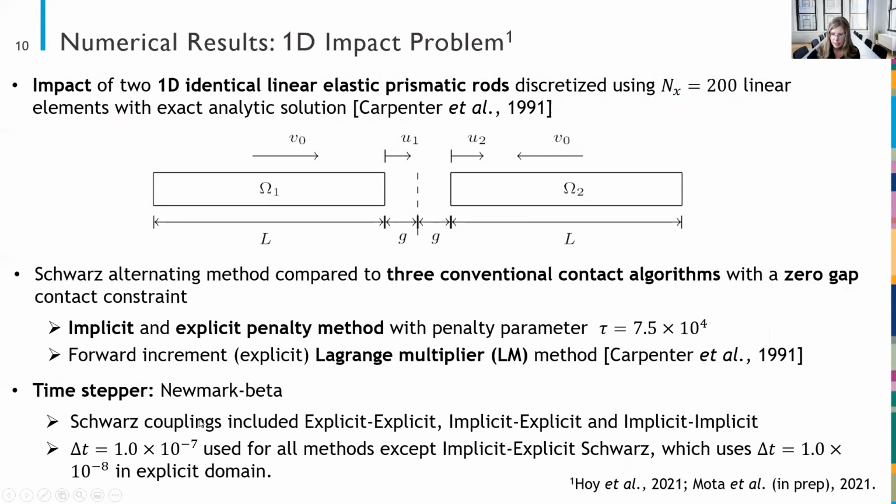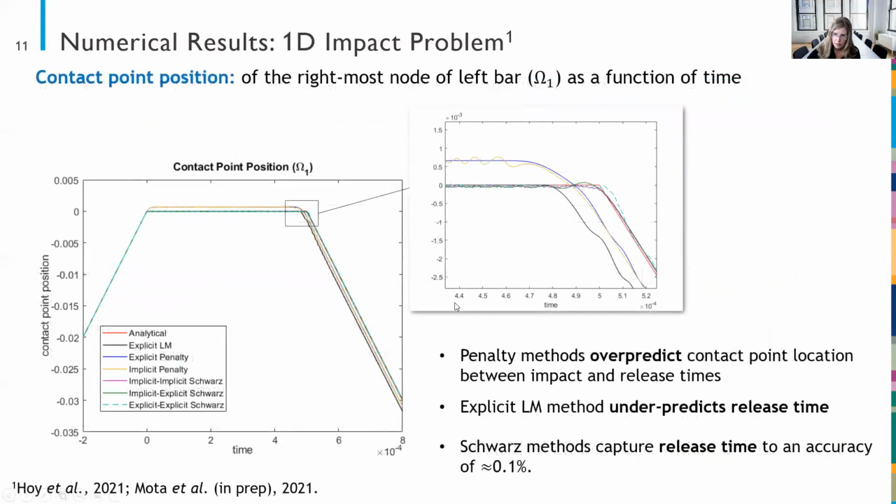For the Schwarz method, we try different couplings. We do explicit-explicit, implicit-explicit, and implicit-implicit to illustrate the ability of the method to couple different time integration schemes. And for the implicit-explicit coupling, we also use different time steps in different domains to illustrate that capability. So some of the main results are shown in the next few slides.